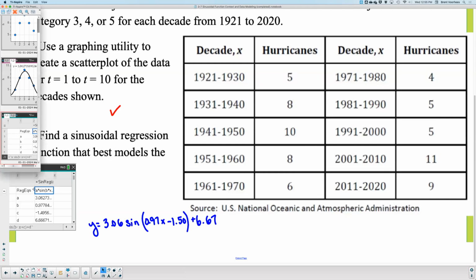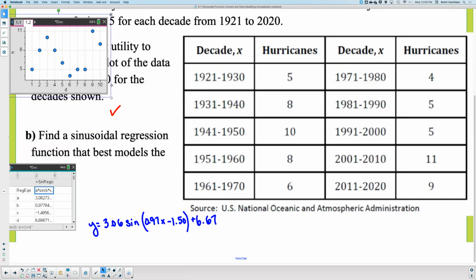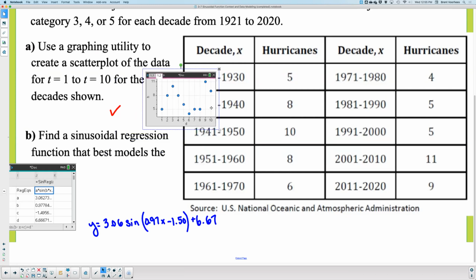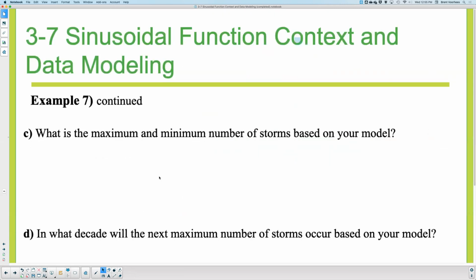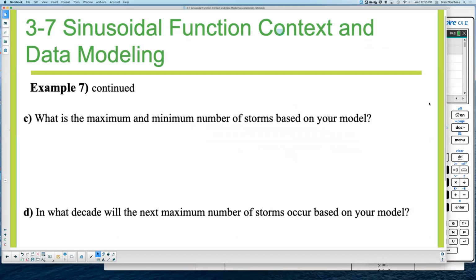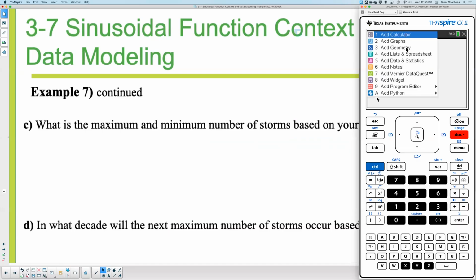And since I'm here, I'm going to go ahead and here's our scatter plot. I'll do it like that. Okay. Now, moving on. It says on part C, what is the maximum and minimum number of storms based on your model? And so to find that, the easiest way now would be to add another page. And let's now look at the graph.